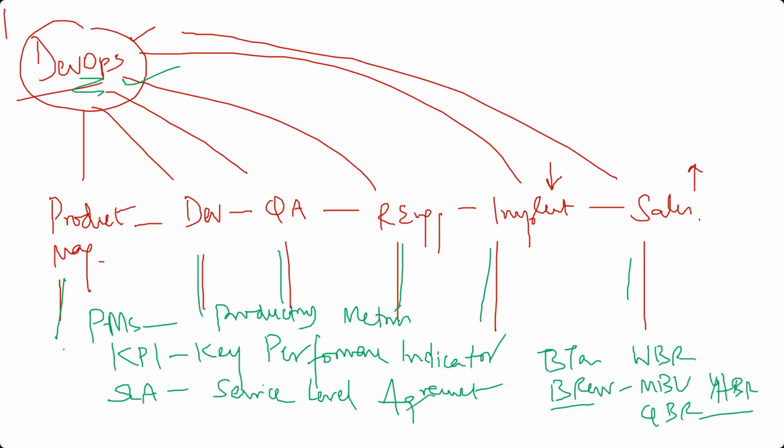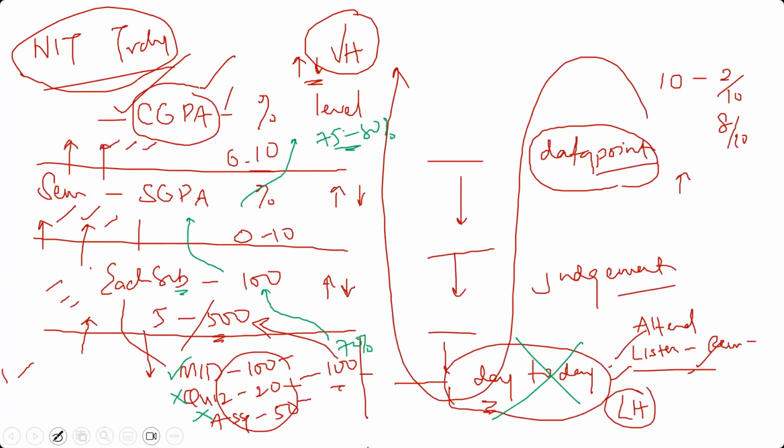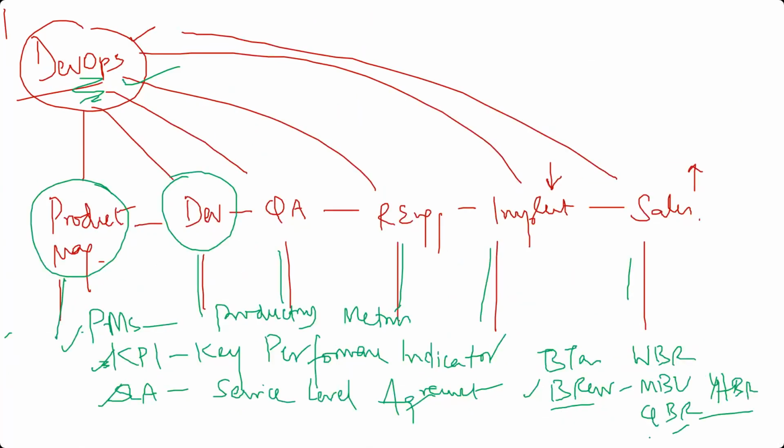I'll help you understand how all these things map with the metrics of DevOps. Productivity metrics are the key metrics for the product management and development team. What are they? You don't need to know now, but typically we'll try to map them to DevOps metrics and DORA metrics. Key performance indicators are like your day-to-day tasks, which are very minuscule, small tasks, typically taken care of by the DevOps team, QA, and release engineers.